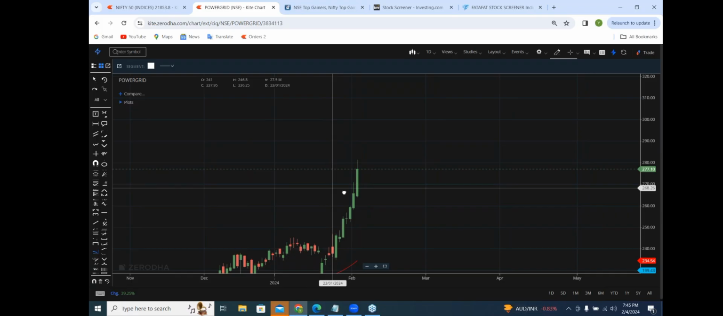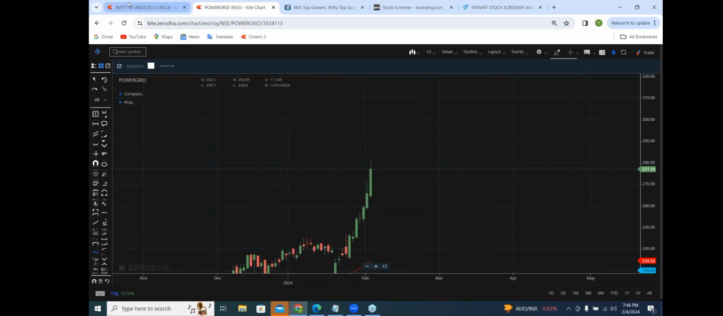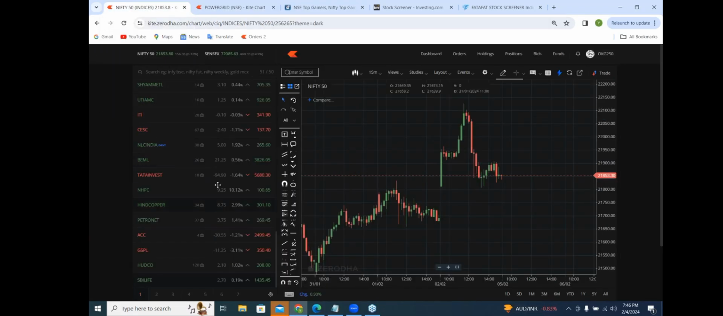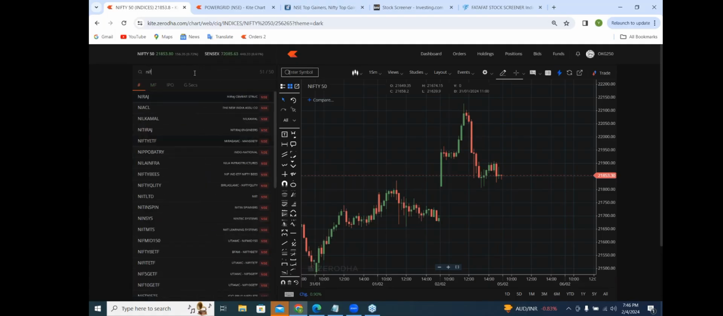How to do swing investment in Nifty 50? You can buy Nifty Bs.